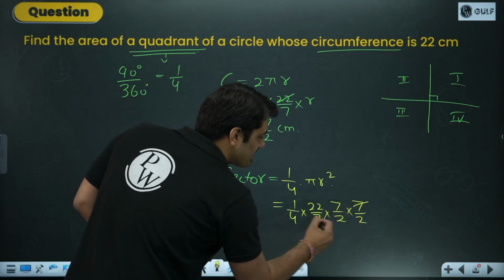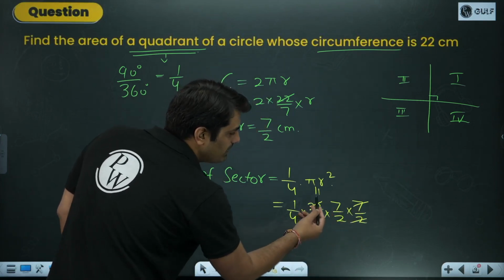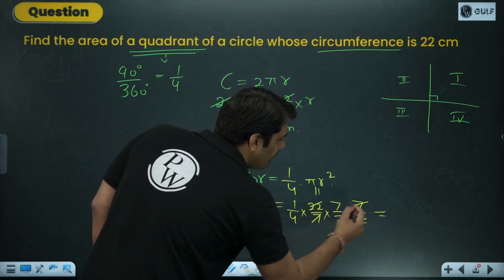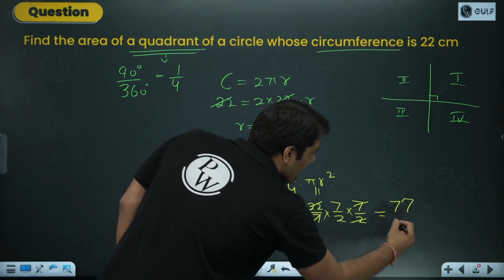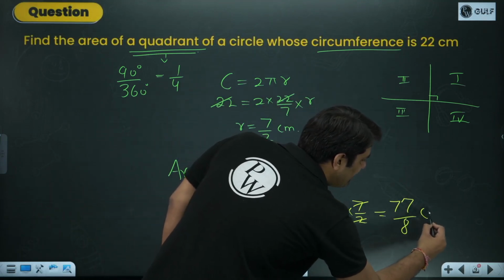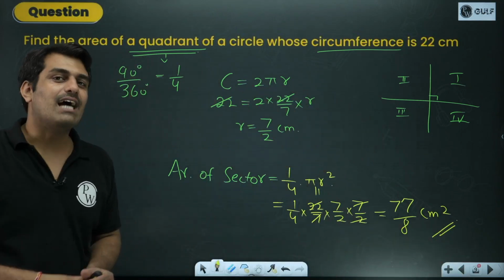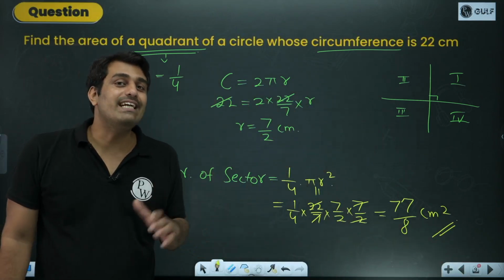This 7 will be cancelled out with this 7, and 2 will be cancelled out with 11 over here. Can we cancel anything further? We are left with 7 into 11 in the numerator, that is 77, and in the denominator 2 into 4, that is 8. The unit is centimeter square. And that is our area of the quadrant. That is how it needs to be done.